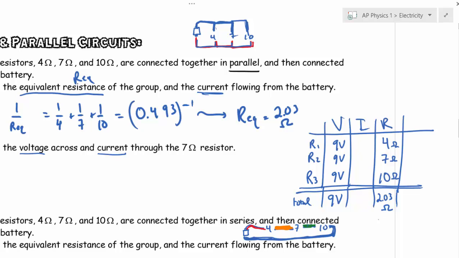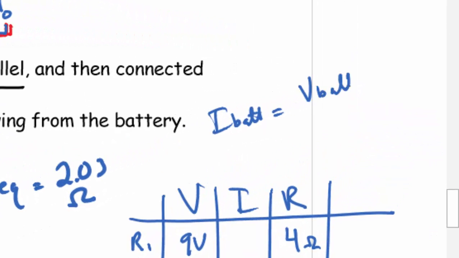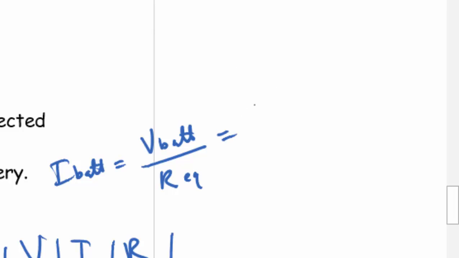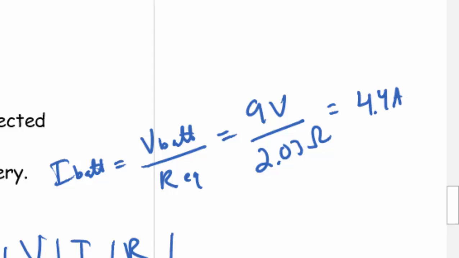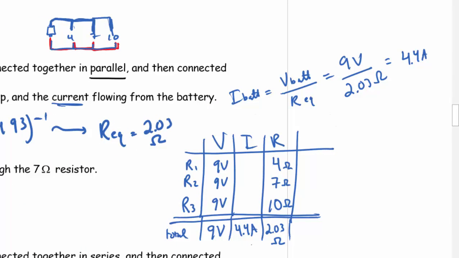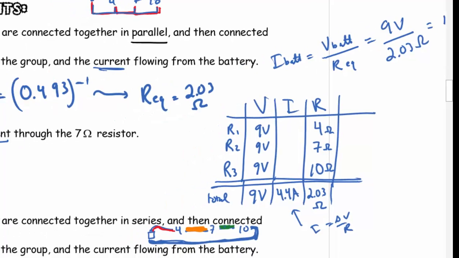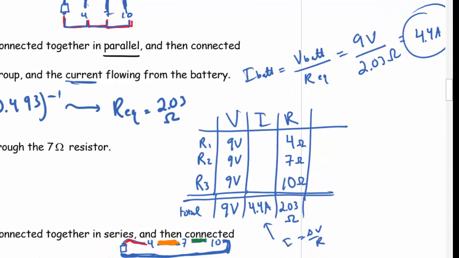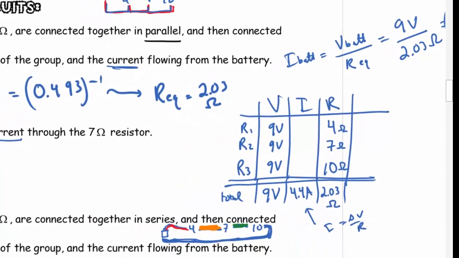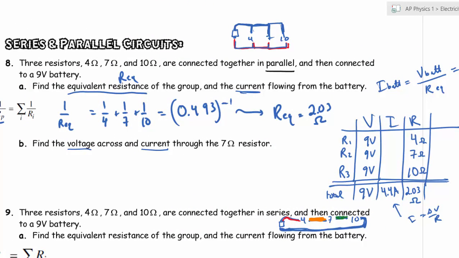And then to find the current flowing from the battery, this I column, I from the battery, is going to be equal to the total voltage of the battery divided by its total equivalent resistance. The voltage of the battery we said was 9 volts. The equivalent resistance was 2.03 ohms. And so we're going to get that there's 4.4 amps total of current. So that's where we just did our little I is equal to delta V over R. So we now know the total current flowing through the battery, 4.4 amps.